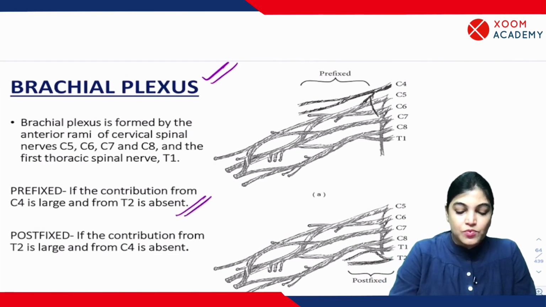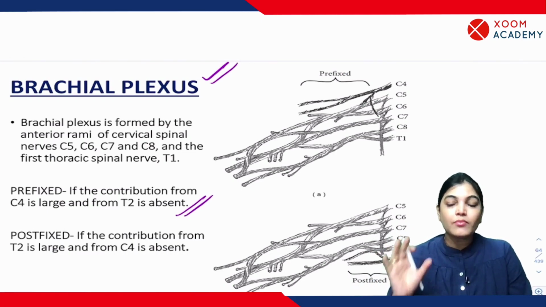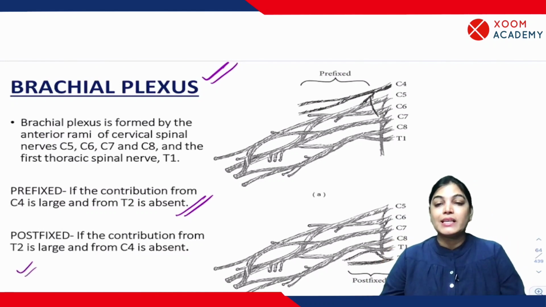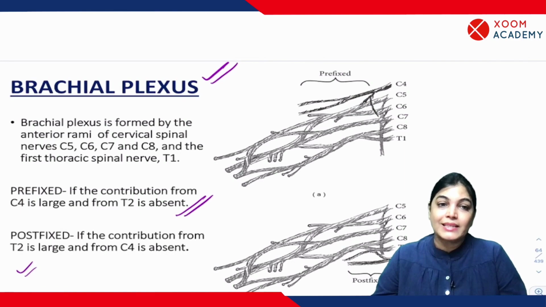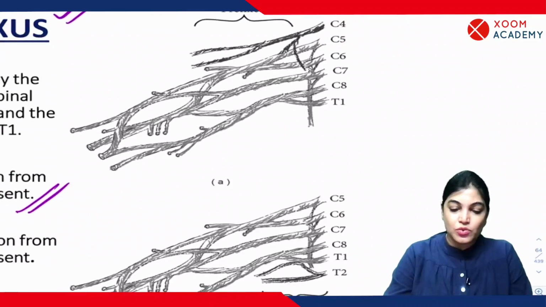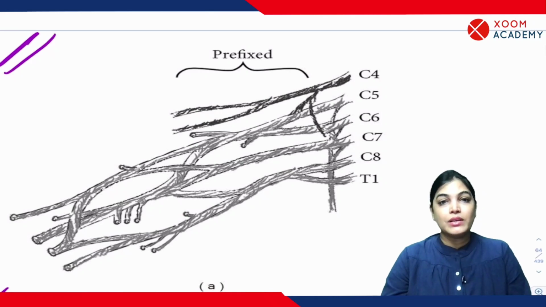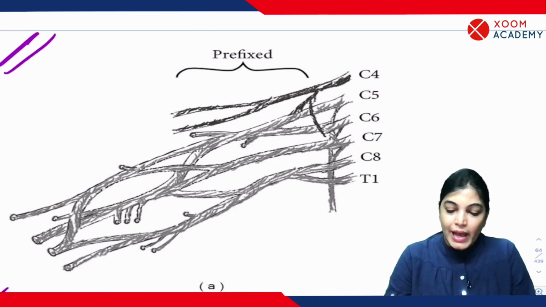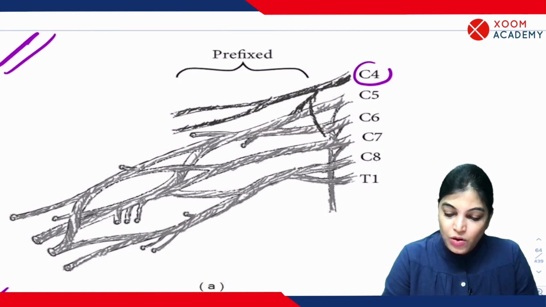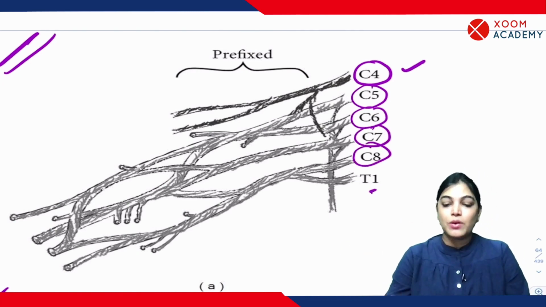Now, if the brachial plexus is formed and it is taking contribution from C4 component, that is cervical nerve root C4, then it is called prefixed. If the brachial plexus is formed by also taking contribution from the second thoracic, that is T2, it is called the postfixed brachial plexus. Let me enlarge this image and show you this diagram. So all of you just focus on the prefixed one. Just see this diagram where the prefixed brachial plexus has been shown to you. Can you appreciate here the brachial plexus is formed by taking contribution from C4, C5, C6, C7, C8, and very minor contribution will be taken from the T1.